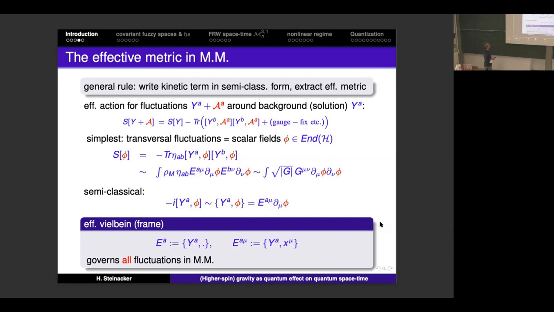Now, do you understand? There will also be higher order terms in A, of course. Yes, it will be basically a Yang-Mills type of action for A, absolutely.